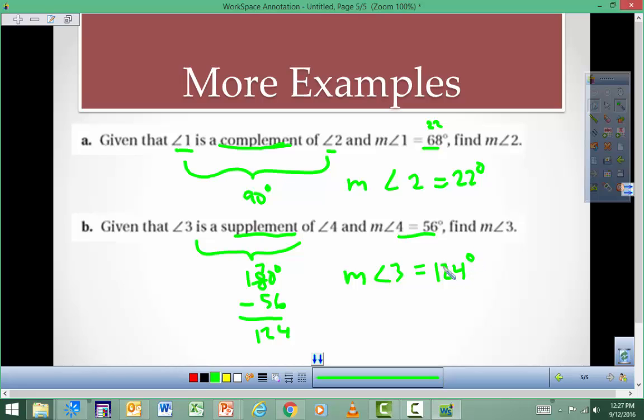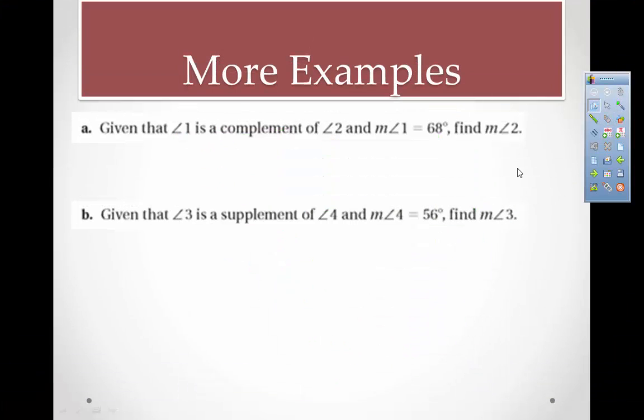So if you can add or subtract, a lot of these problems are going to be easy. However, I'm pretty sure there's some algebra ones as well.